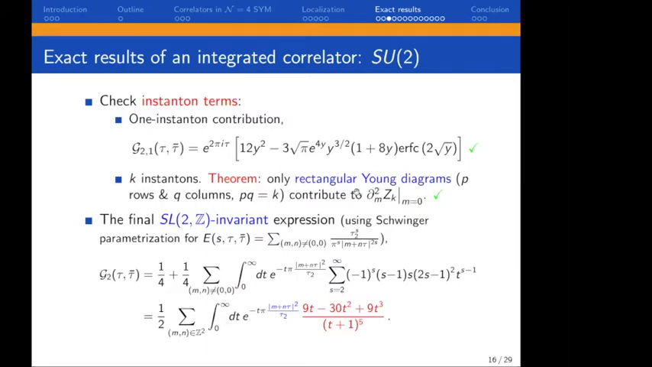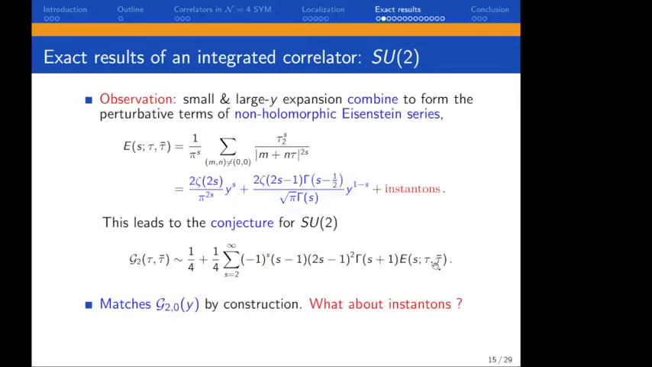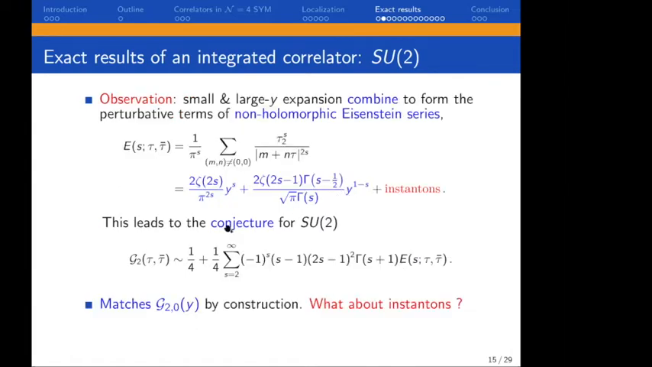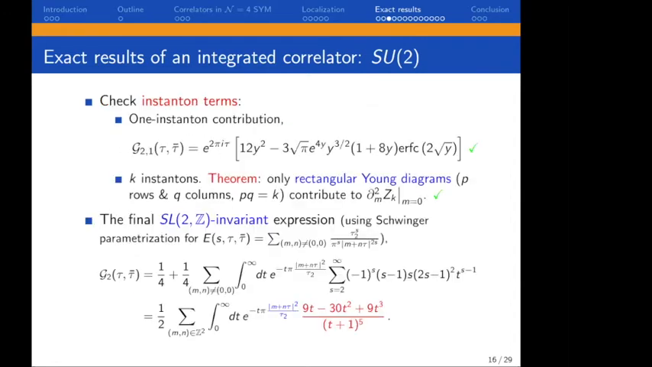Once we know that, it allows us to make the computation for arbitrary k. Once you do the computation and compare with this expression, we found again a perfect match. I didn't show you the detail, but I just want to assure you that the expression we guessed by looking at the perturbative term turned out to be correct, even non-perturbatively. So in conclusion, we have a complete expression for this integrated correlator in the case of SU(2).